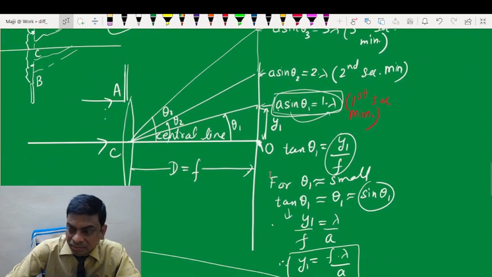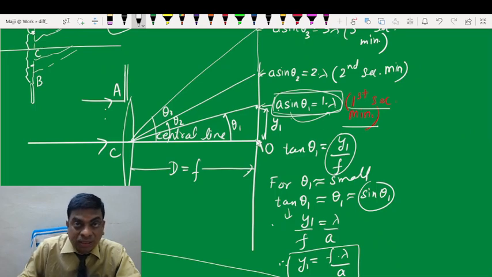In this diagram, you can see this is the point where the intensity was minimum, because this point corresponds to the first secondary minimum, and O corresponds to the central maximum or the primary maximum. So intensity goes on reducing as you move away from O till it becomes minimum at this point. That means this entire region corresponds to the central maximum. Or you can call this the width of the central maximum.